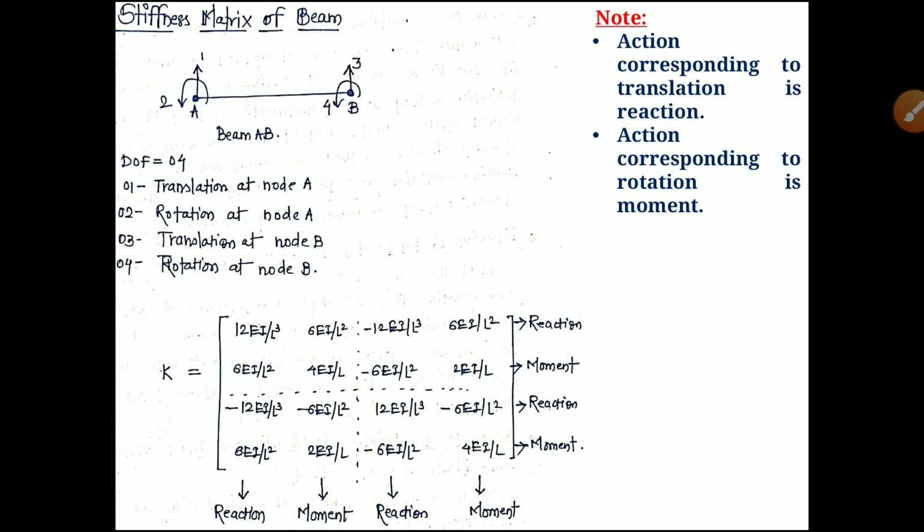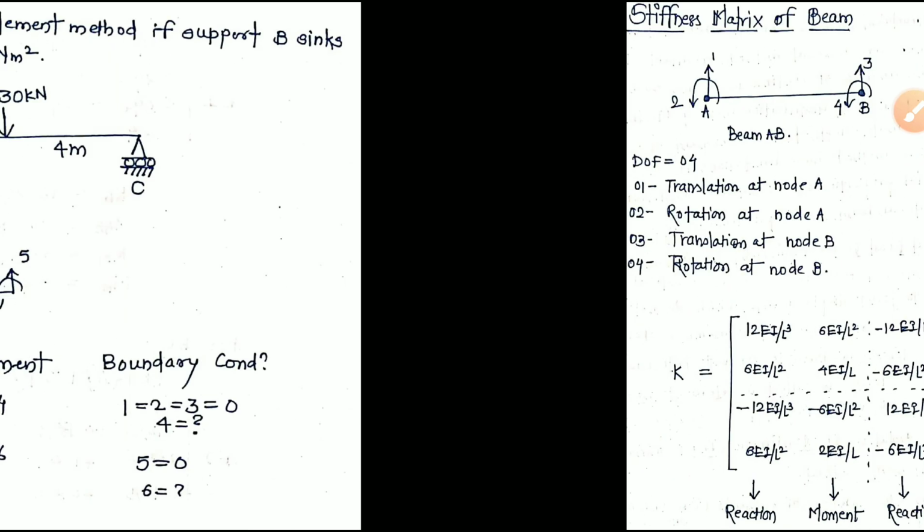These are the displacements, and the actions corresponding to these displacements are represented in the stiffness matrix of beam. So here K equals a matrix of 4 by 4 which contains the elements 12 EI upon L cube, 6 EI upon L square, 4 EI upon L, and 2 EI upon L, like these elements. So these are the actions corresponding to the translation and rotation. Here these actions are reaction and moment. So remember this matrix. Now we'll solve the problem.